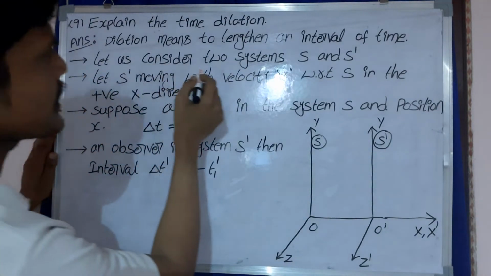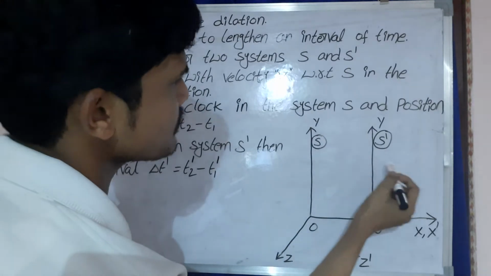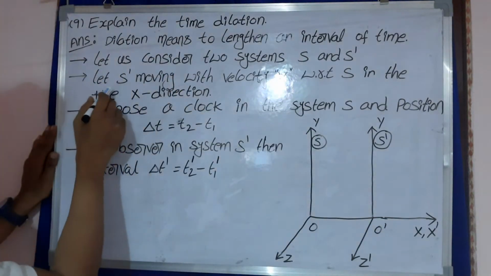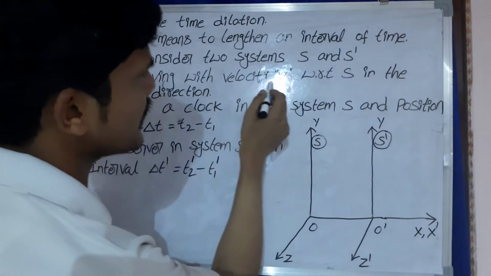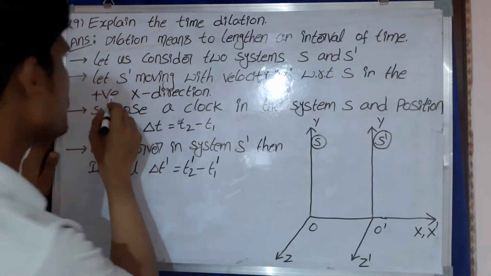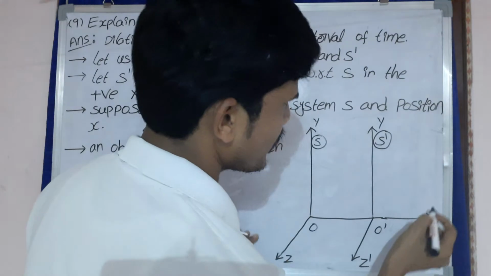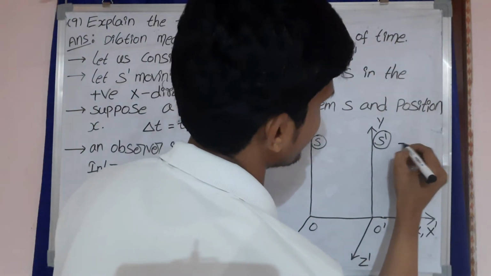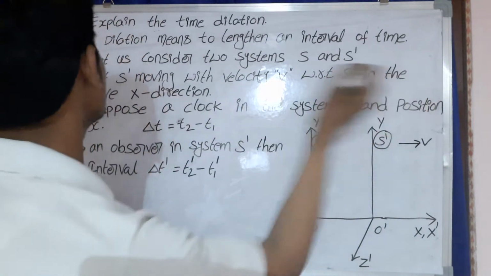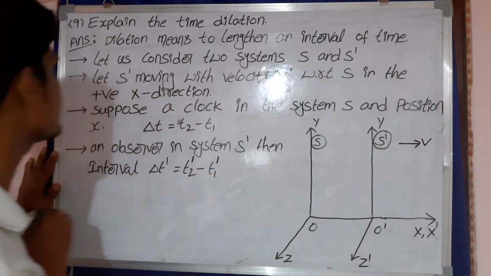Let us consider two systems, S and S dash. These are the two systems or frames, S and S dash. Let S dash move with velocity v with respect to S in the positive x direction. So this is the positive x direction.